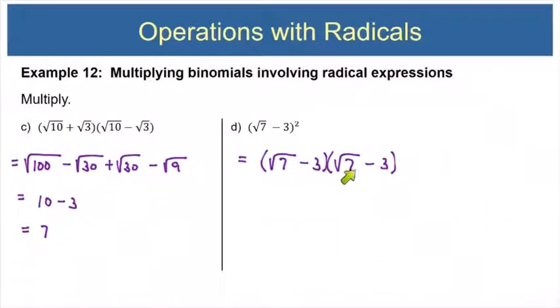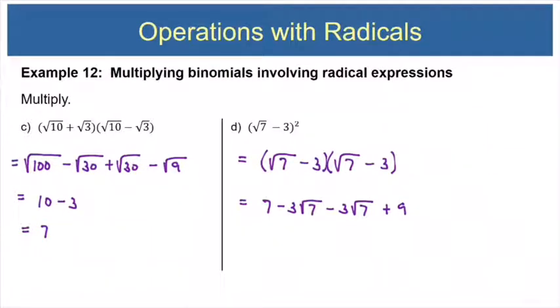But when the signs are the same, we are not going to lose that middle term. So let's apply the FOIL method here. Square root of 7 times itself is just going to be 7. Outer times outer is going to be minus 3 times the square root of 7. Inner times inner is also minus 3 times the square root of 7. And then last times last is negative 3 times negative 3, so that's positive 9.